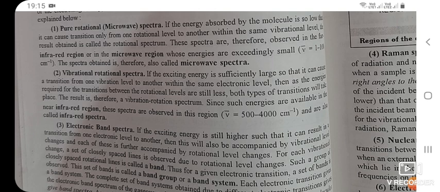Vibrational rotational spectra. If the exciting energy is sufficiently large so that it can cause a transition from one vibrational level to another within the same electronic level, then as the energies required for the transitions between the rotational levels are still less, both types of transitions will take place. The result is therefore a vibration rotation spectrum. Since such energies are available in the near infrared region, these spectra are observed in this region and are also called infrared spectra.